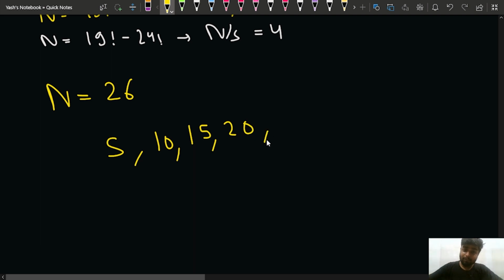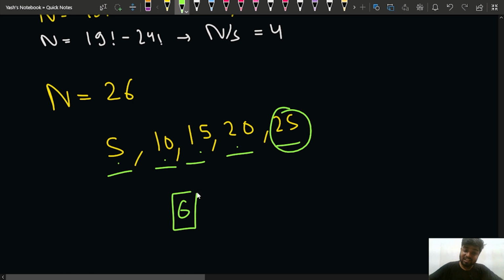And I'm having 25 as well, right? 25 will be contributing two 5s. So 1, 2, 3, 4, and 25 will be contributing two 5s. So in total 6 5s will be there.